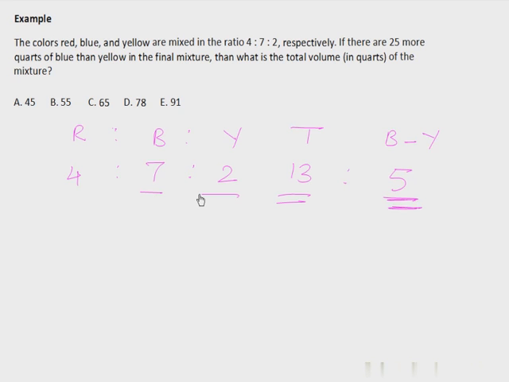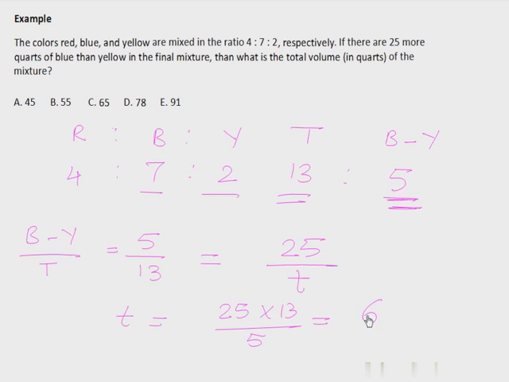So let's set it up. My ratio is blue minus yellow over total is 5 over 13. And I'm given that there are 25 more quarts of blue. So if I'm given this is 25, find the total, T. So I solve for T. T is 25 times 13 over 5, which is 65.